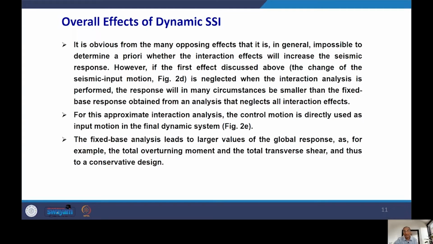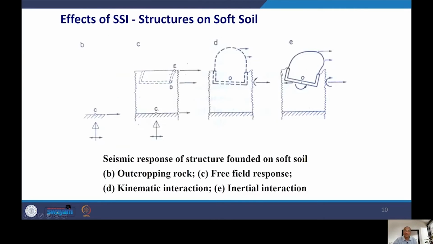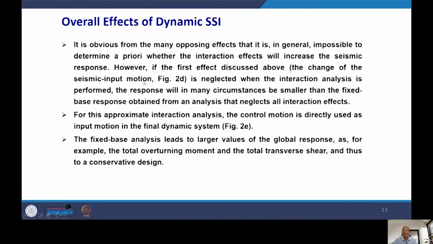Now for this approximate analysis where you neglect the effect of soil amplification, the control motion is directly used as input motion in the final dynamic system. As shown here, the final dynamic system is 2E. In this case, if you neglect the effect of soil amplification, then the control motion can be directly applied at the base of the structure. But in that case, you will lose the effect of free field response and kinematic interaction. The fixed base analysis leads to larger values of the global response, for example the total overturning moment and the total transfer shear, and thus to a conservative design.